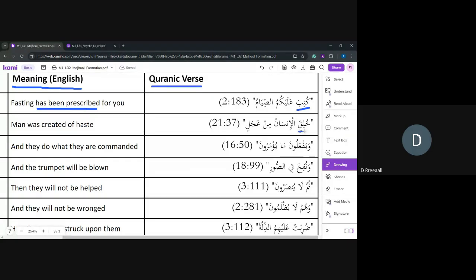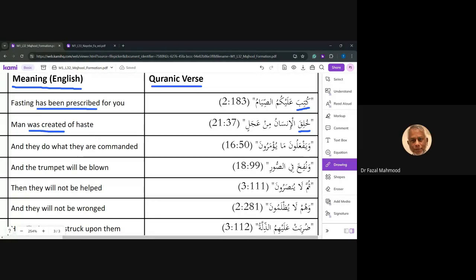Khuliqa al-insanu min ajalin. Insanu, min, ajalin. Meaning? Created. Ustad Bushra, man was created of haste.